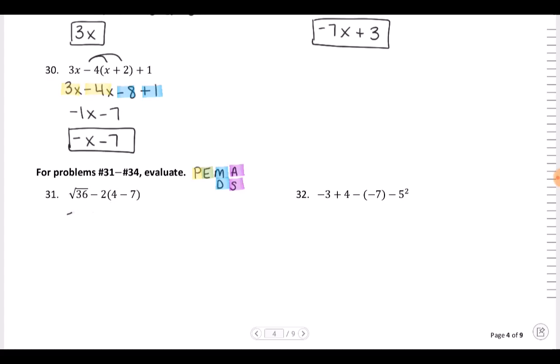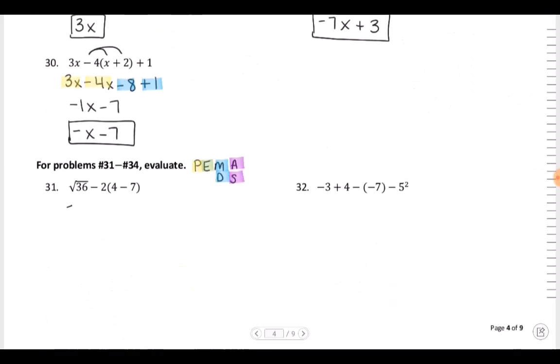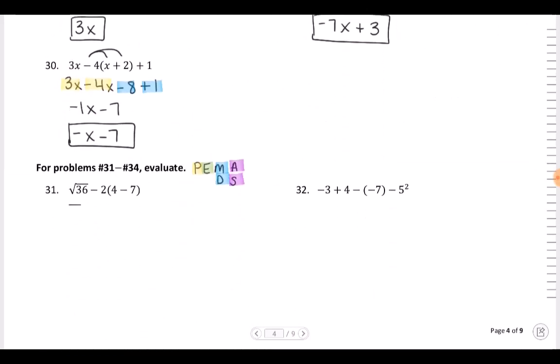Oh my goodness, oh no, hold on. I accidentally hit the wrong thing. It's trying to get my eraser. Okay, let's try this again.